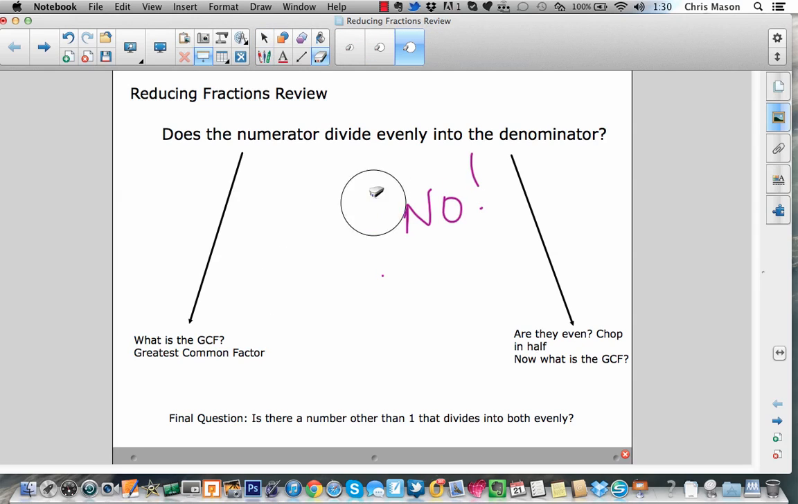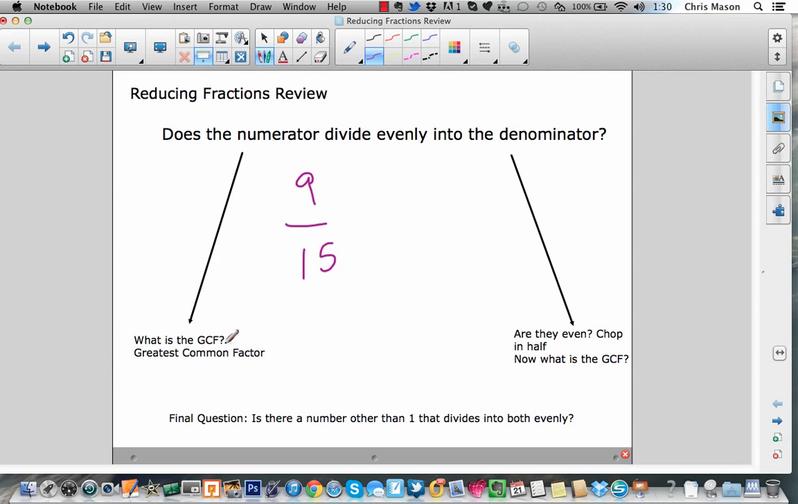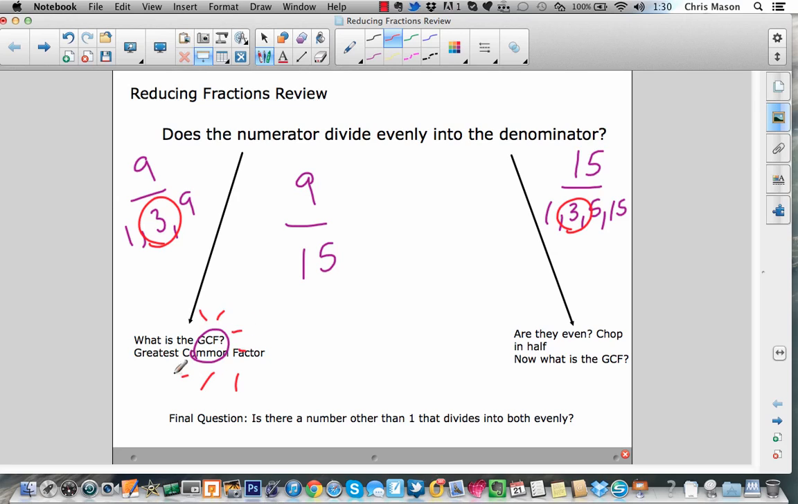All right? So, well, what happens if the numerator doesn't go into the denominator and neither of them are even, or one of them isn't even, say in 9/15? Then we're stuck finding the greatest common factor. There's no way around it. So we're looking for the biggest number that goes into both 9 and 15 evenly. And the way that we do that is we find all the factors of 9, and we get all the factors of 15, and we find the one that is the biggest that they have in common, the greatest common factor. In this case, it's 3. And we divide both the numerator and the denominator by that, and we get 3/5.